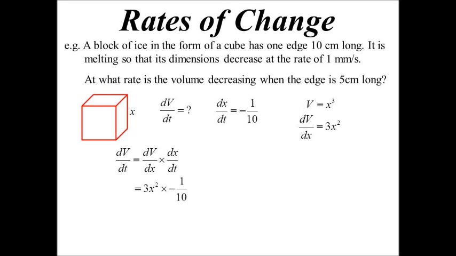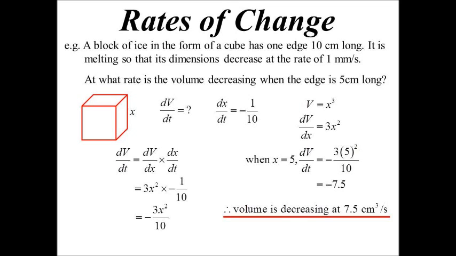So let's substitute in. dV/dx is 3x squared, dx/dt is -1/10. So there's my formula, minus 3x squared on 10. Well, we're interested in when the edge is 5 centimetres long. So when x equals 5, substituting into our formula, I get -7.5. So I know at that particular instant in time, the volume's decreasing at a rate of 7.5, and the units for volume, of course, are centimetres cubed, and it would be per second, our time period there. So using the idea of calculus, we can find information about how things change.